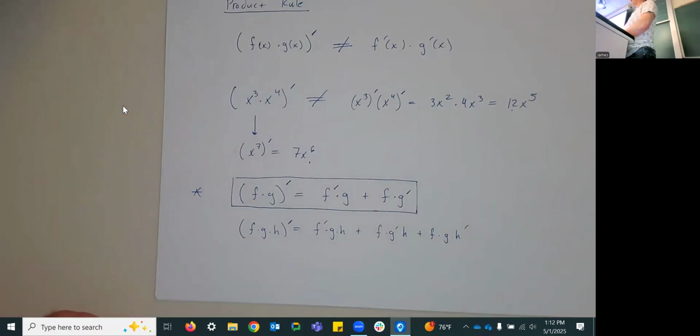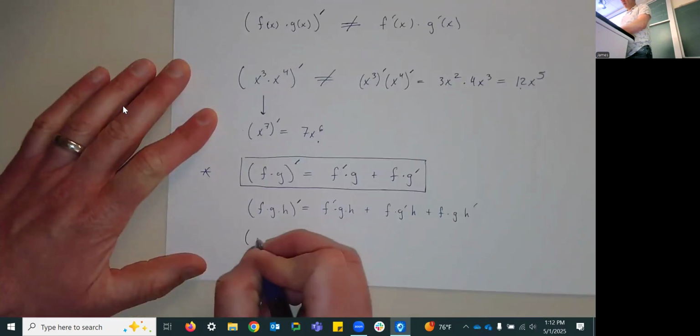The way I think about this pattern in my head is if you're taking the derivative of three things, you're going to get three pieces, and each piece is going to have the derivative of one of the things and the not derivatives of the rest. So you get f prime times the other things, plus g prime times the other things, plus h prime times the other things. And that would work for any number of things multiplied together.